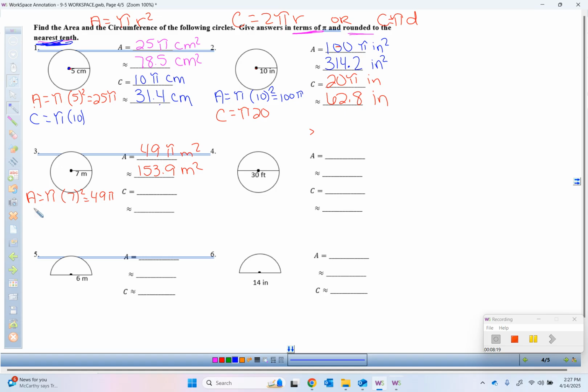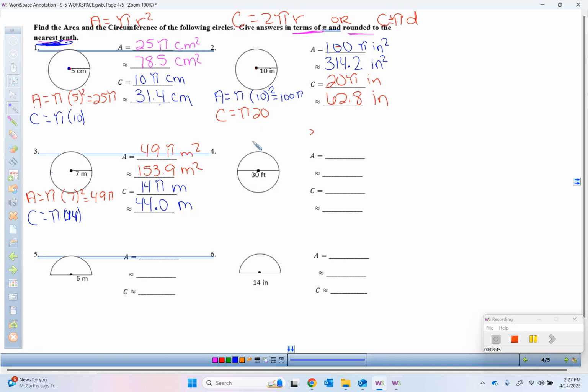Okay, so circumference, remember if we use pi times diameter, so pi, my radius is 7, so my diameter is 14. So in terms of pi, this is 14 pi meters. And put 14 pi in your calculator, and you get 44. And rounded, there is no tenth, rounded to 44 meters.